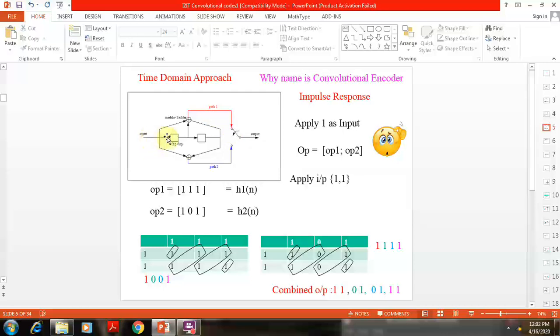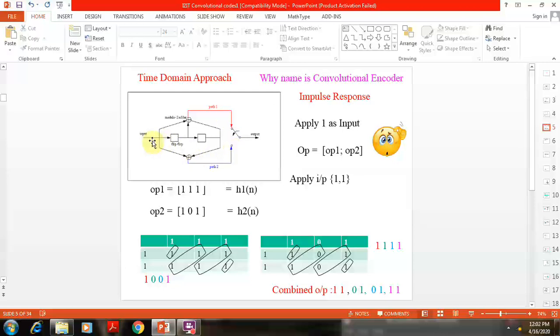So once I apply 1 here, what is the output? The output coming from the upper branch is 1. The output coming from the lower branch is also 1, because these two are zeros and I am applying 1 here. So once I apply 1, the upper output is 1, the lower output is 1.